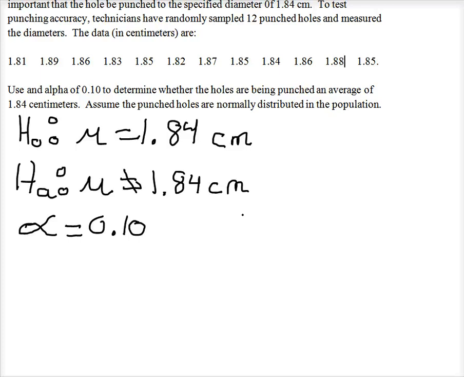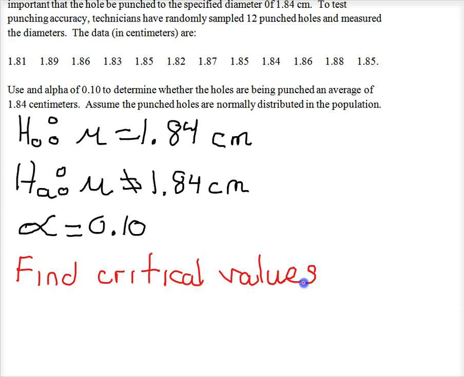Notice the bold heading at the top. We have a two-tailed test. So in order to be able to use the table to find the critical values, we must divide our alpha level in half. So I'm going to take 0.10 and divide that in half. Alpha over 2, 0.10 over 2, or 0.05.